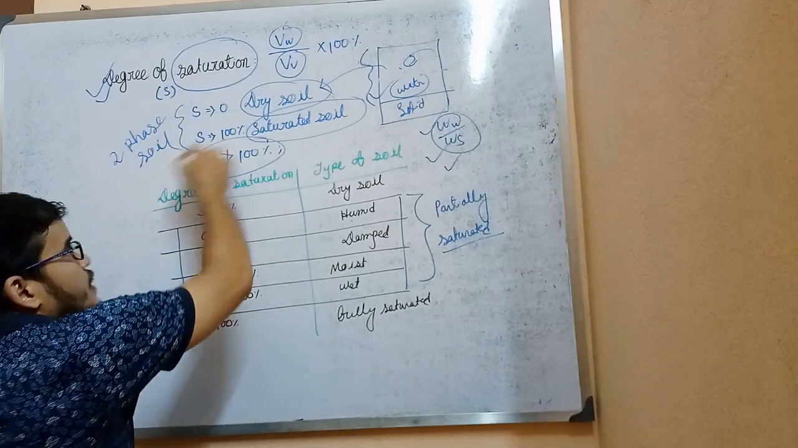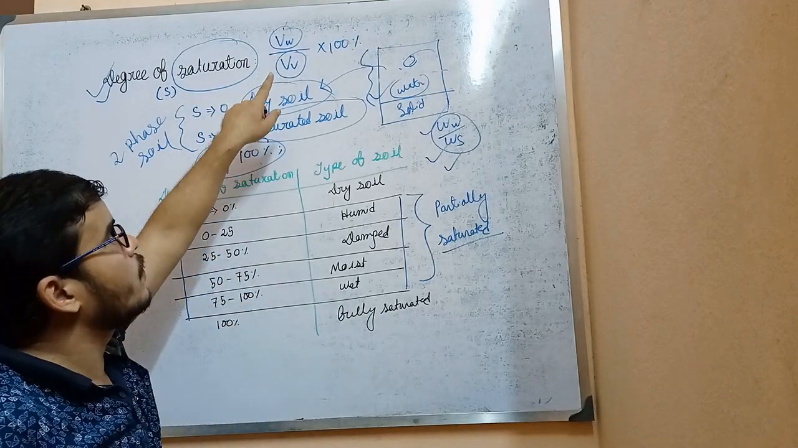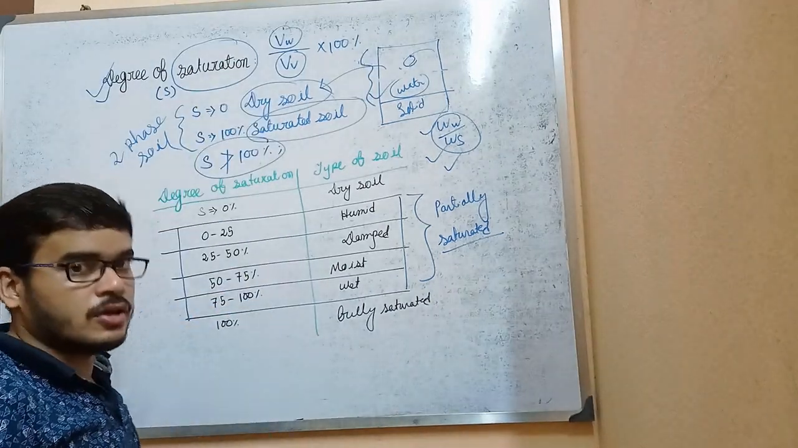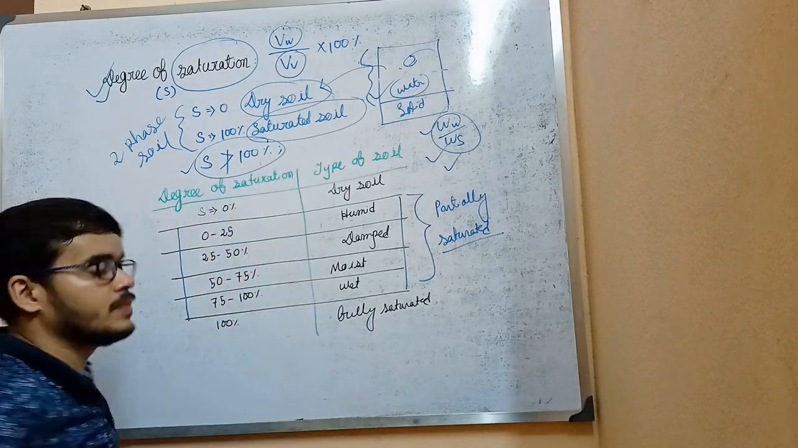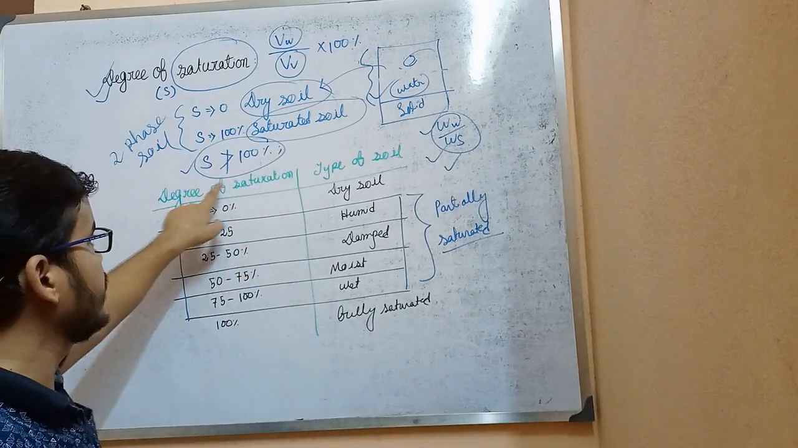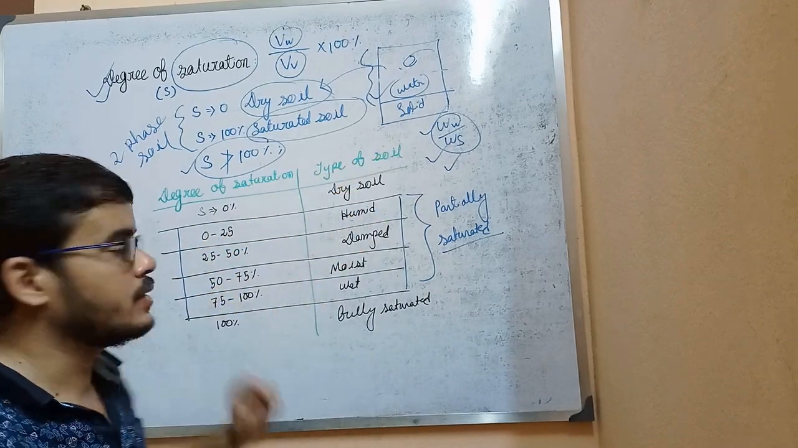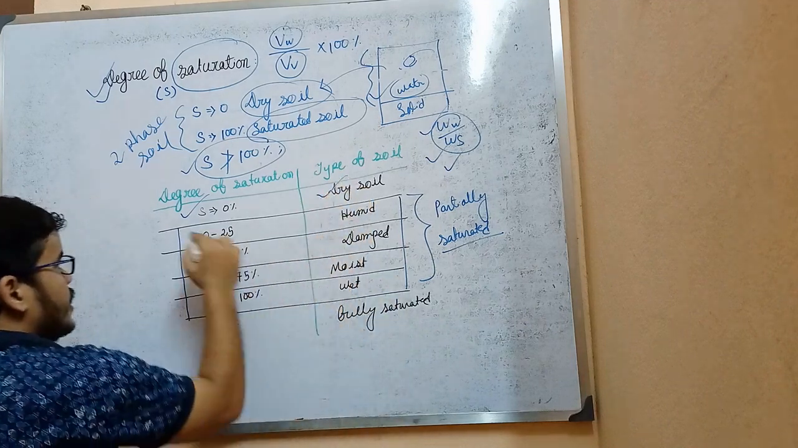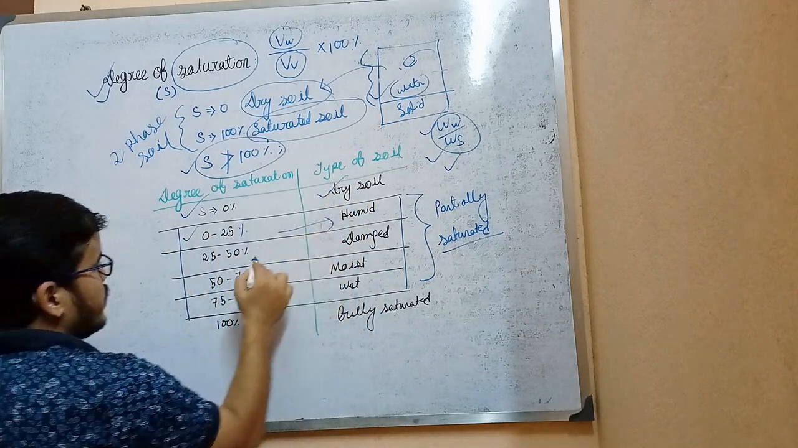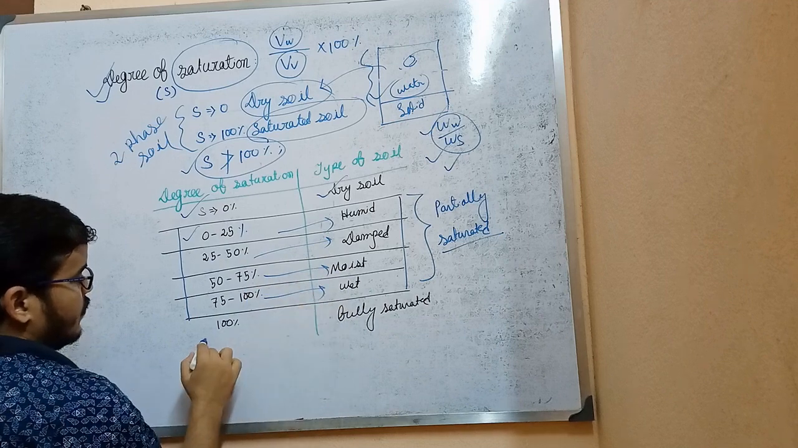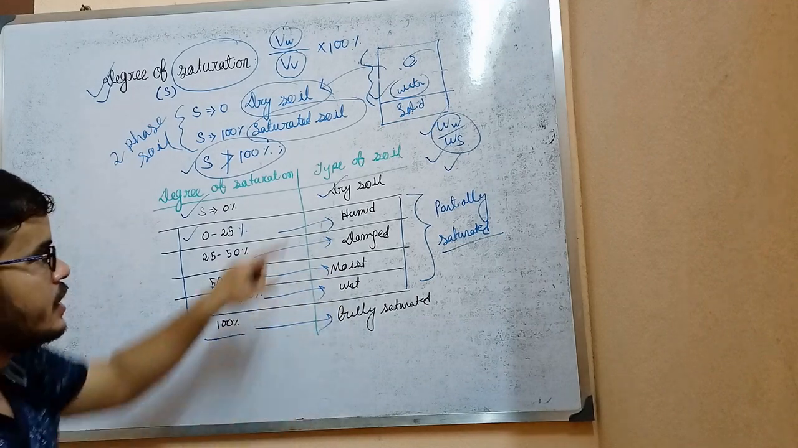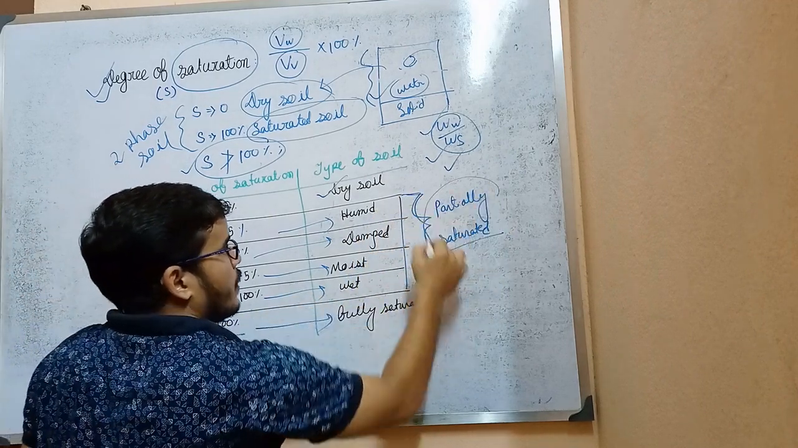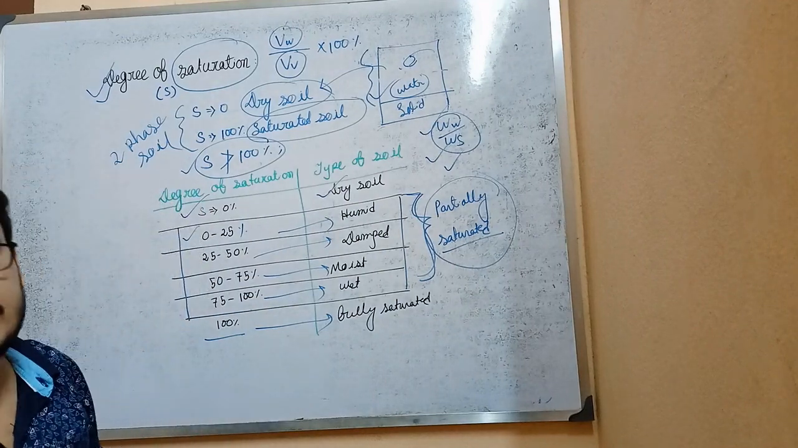Degree of saturation should not be greater than 100%, as it is volume of water by volume of void. Volume of water can never be greater than the total volume of void. Now, degree of saturation and type of soil. If degree of saturation equals 0%, it is called dry soil. If 0 to 25%, it is called humid soil. Write it down. And if it is 100%, it is called fully saturated. Between dry soil and fully saturated, everything in the middle is called partially saturated.